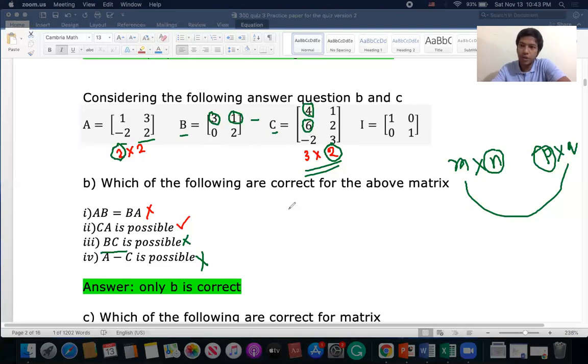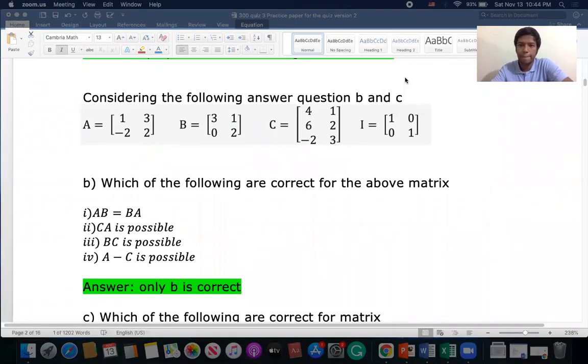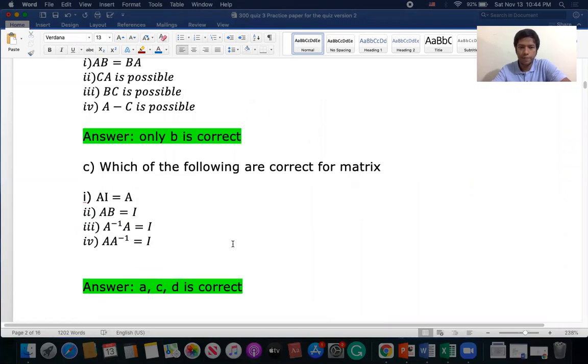For this maths, you will not have to solve the math. You will just have to think about it. Is it possible or not possible? Can we do it or we cannot do it? What is the case here? So only B is correct here. Only B is possible.